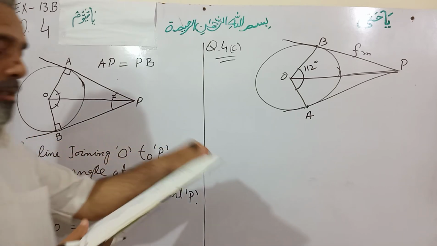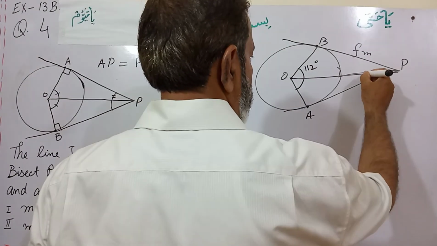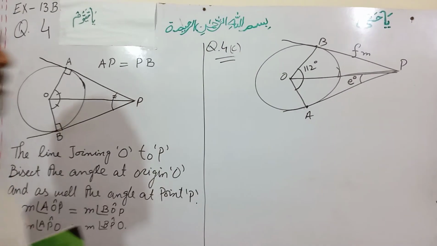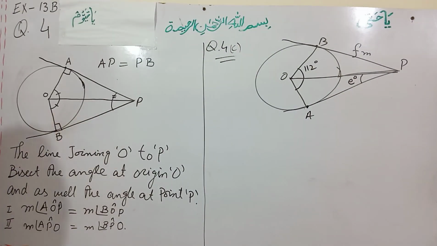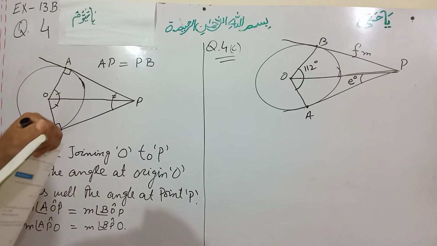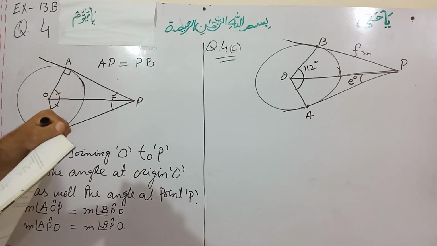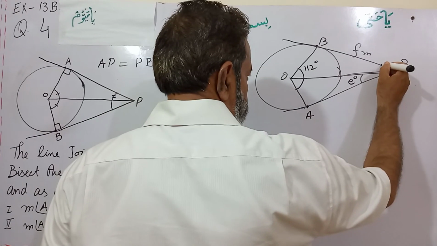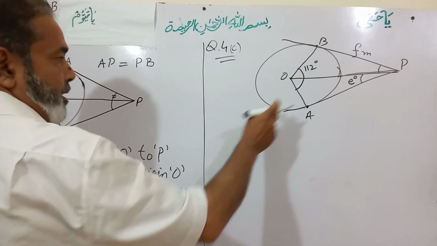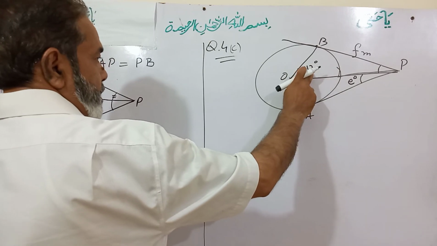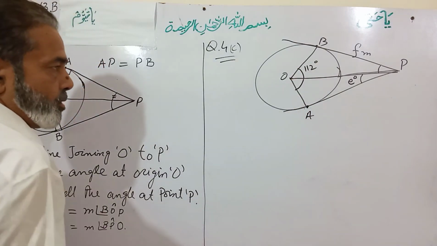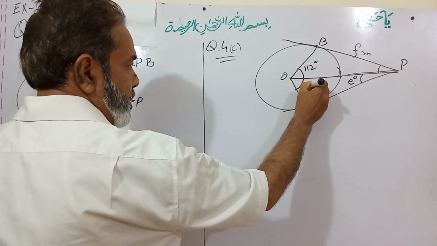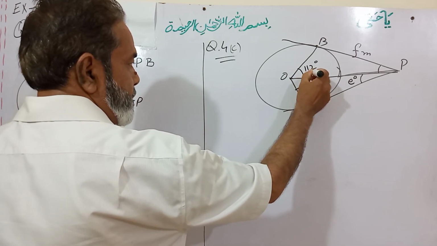Angle E degrees is required. Now you know that the line joining O to P bisects the angle at the origin as well as the angle at P. So if this whole angle is 112, half of this will be 56 degrees.